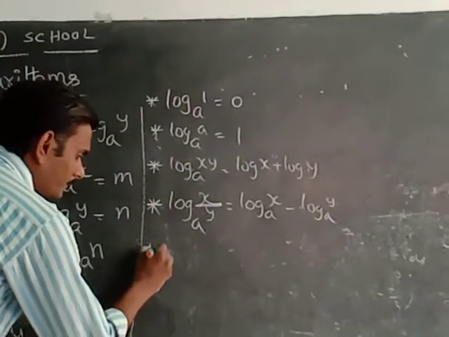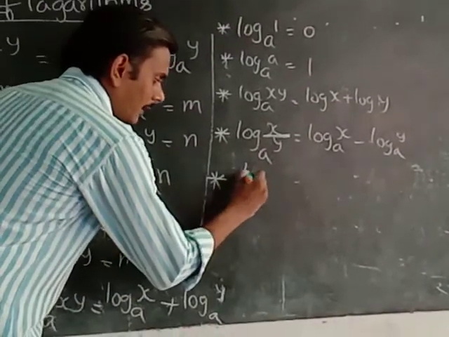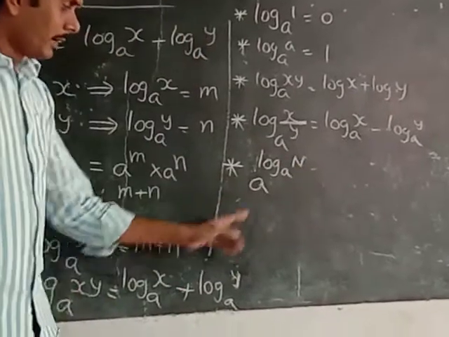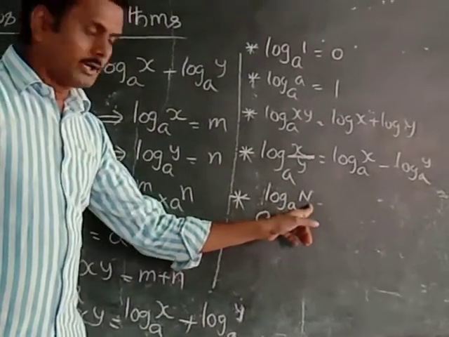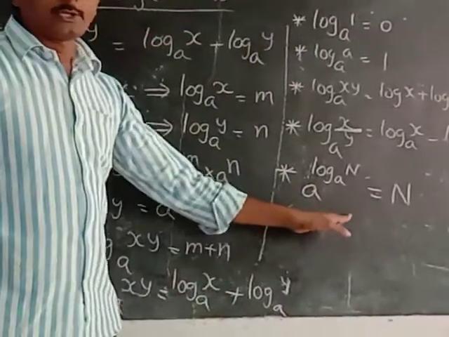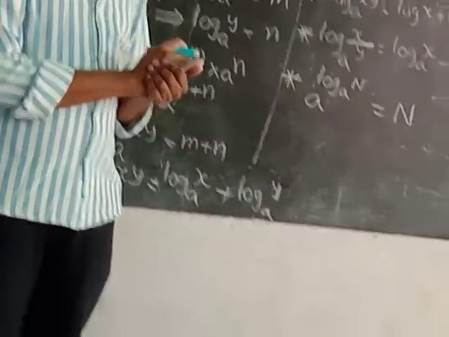One more rule: a power log n base a. Here the base is a, logarithm base a, and the number is n. Then the solution equals n. Directly remember this one, no need for a solution for this. Basically, we have to remember these formulas.